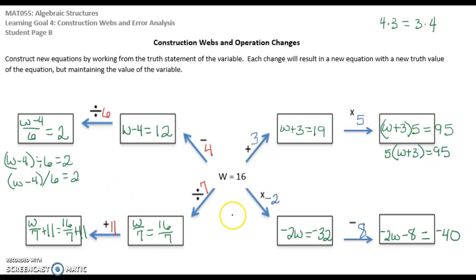So with this web construction, we always want to remember that we start with a truth statement, some sort of value of our variable, and then from there we're just making an alteration. So here's alteration by adding 3 and then multiplying by 5. And we can always check to make sure the value of the variable exists. w divided by 7. If I know w is 16, this is still a true statement. So the value of this expression, w divided by 7, is in fact the value of 16/7.